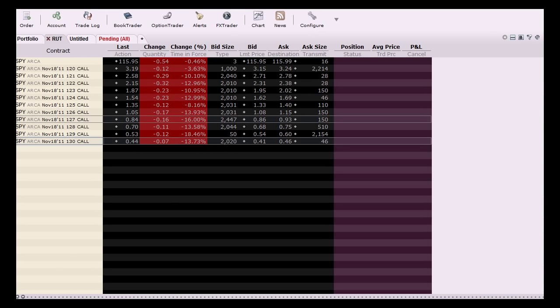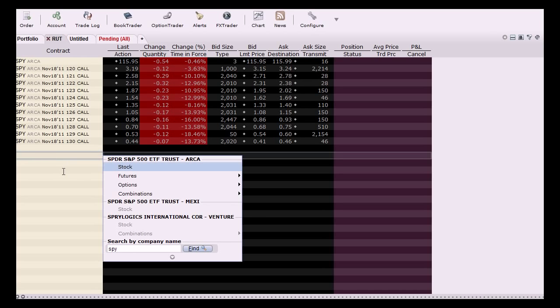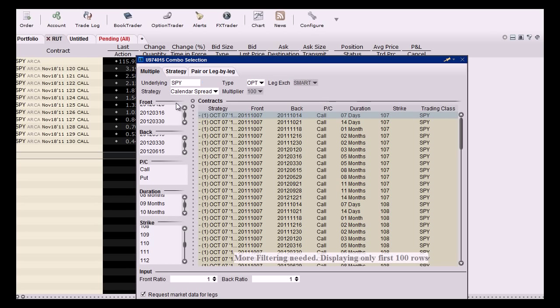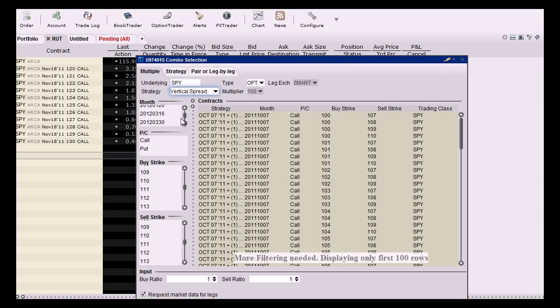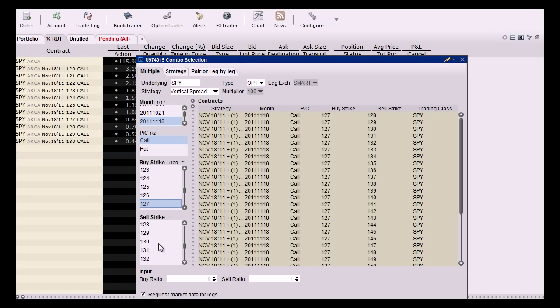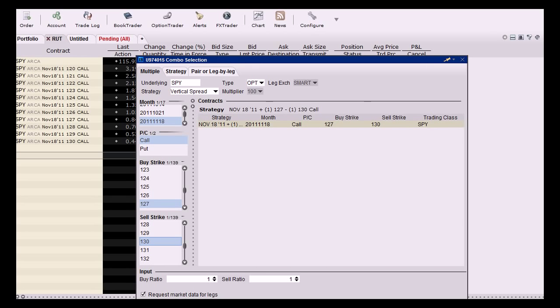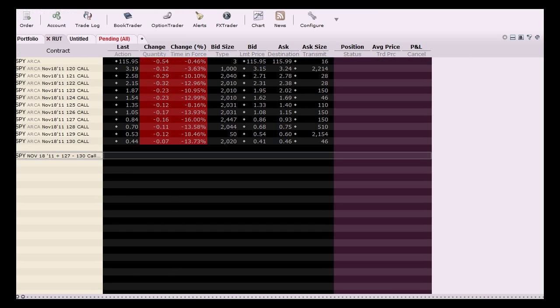To actually enter the trade, we just type in our underlying again. We go to combinations and option combos. From here, the default comes up as calendar spread. What we want to do is scroll right to the bottom and choose vertical spread. That's what we're trading, another name for credit spreads. Choose our month, call options, and we'll pick our strike. Even though we're selling this strike, we put the buy strike as the 127 and the sell strike as the 130. Okay, then we do select all, add, and OK.